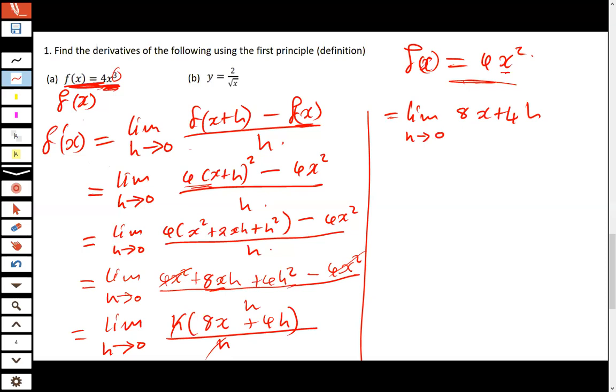So what this means, remember the rules of limits, you just have to replace 0 where there's h. When you replace 0 where there's h there, you're going to have 8x and then plus 4 times 0. And the final answer will therefore just be equal to 8x.